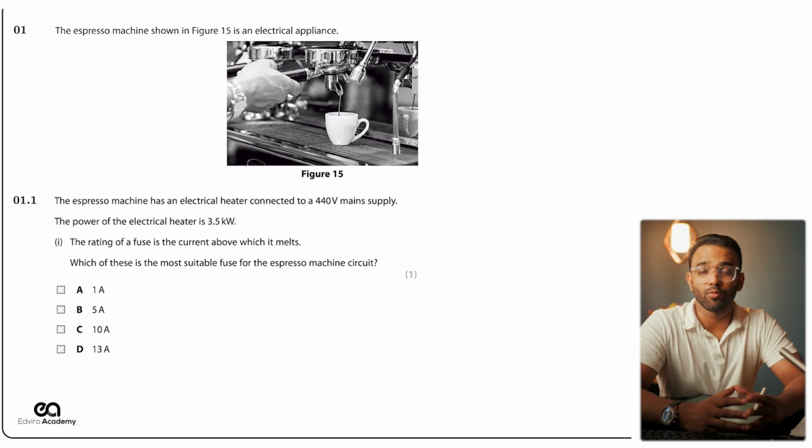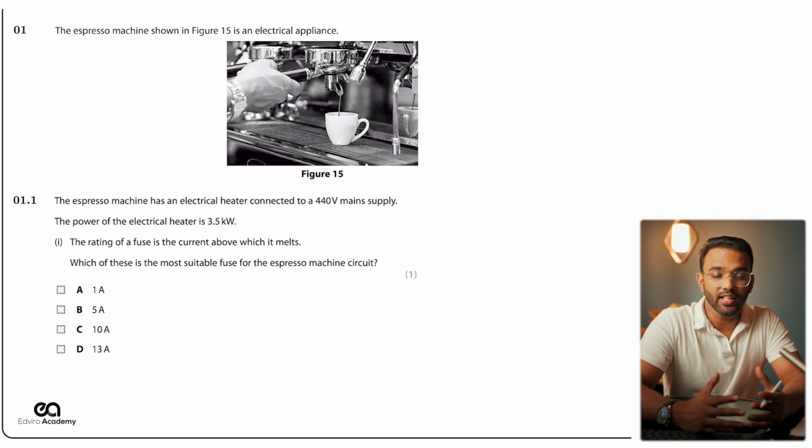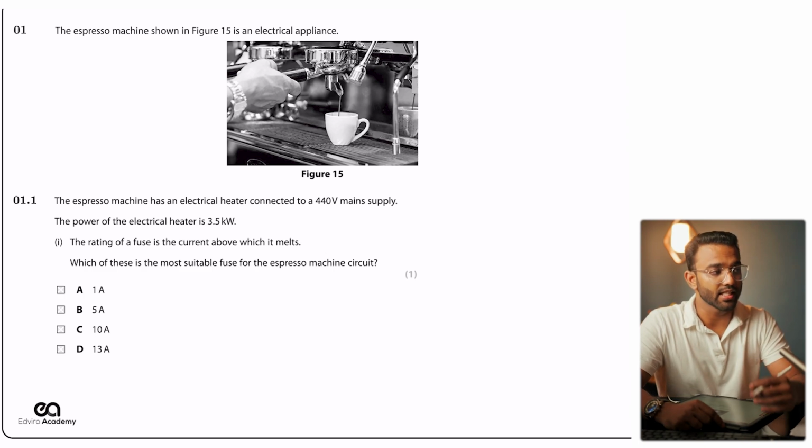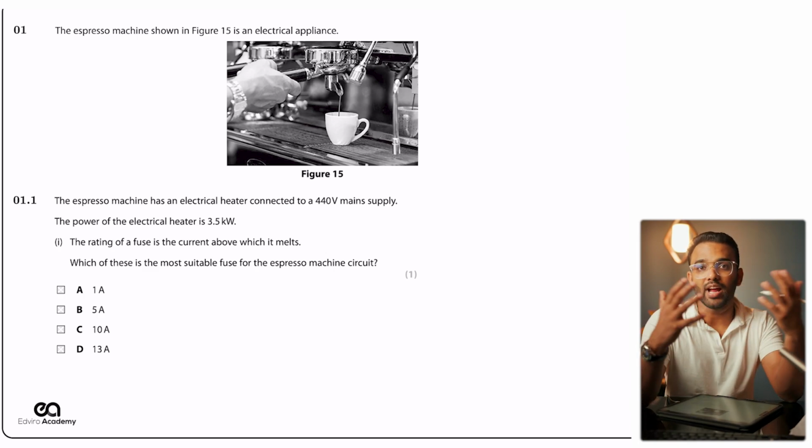How's it going, everyone? So right now we're moving on to specific heat capacity. There are quite a lot of questions coming from specific heat capacity, and you guys need to be pretty all right with calculating specific heat capacity or change in the temperature or the mass or energy.